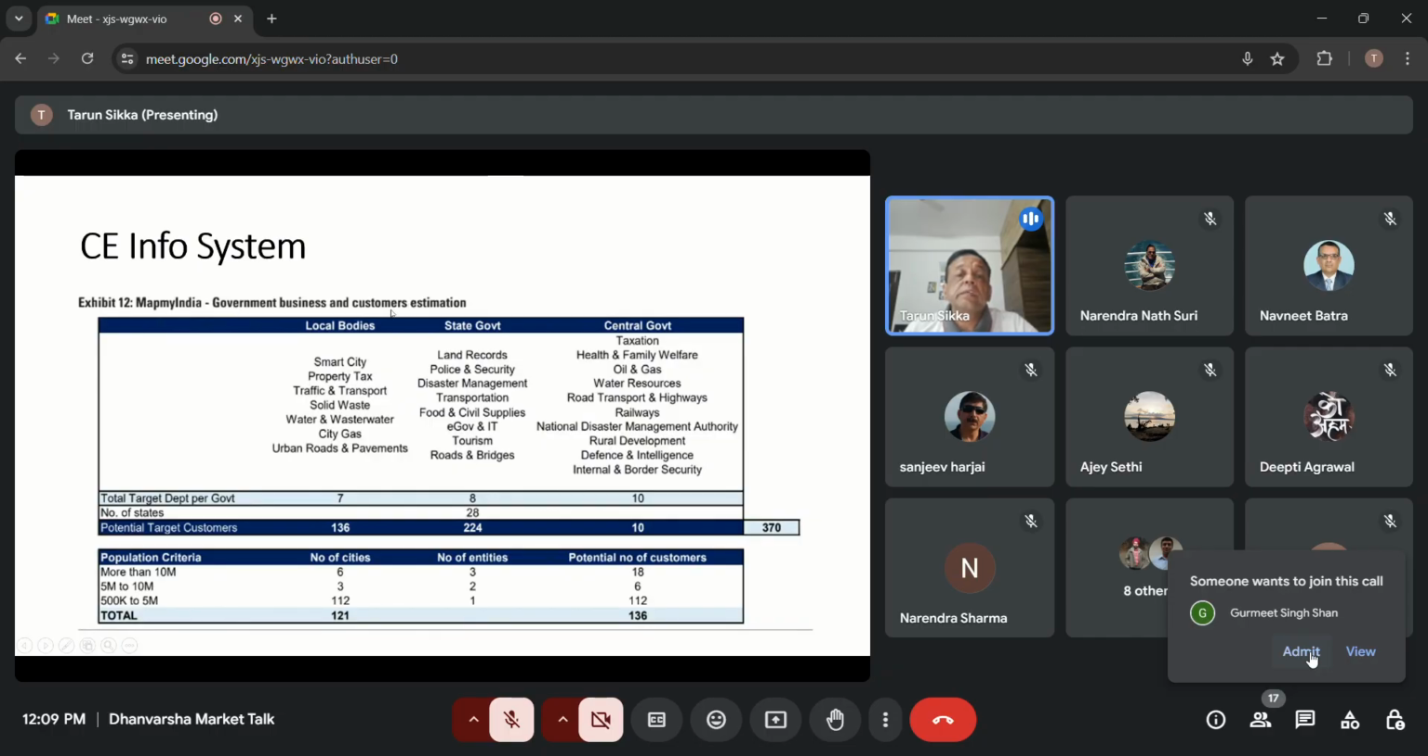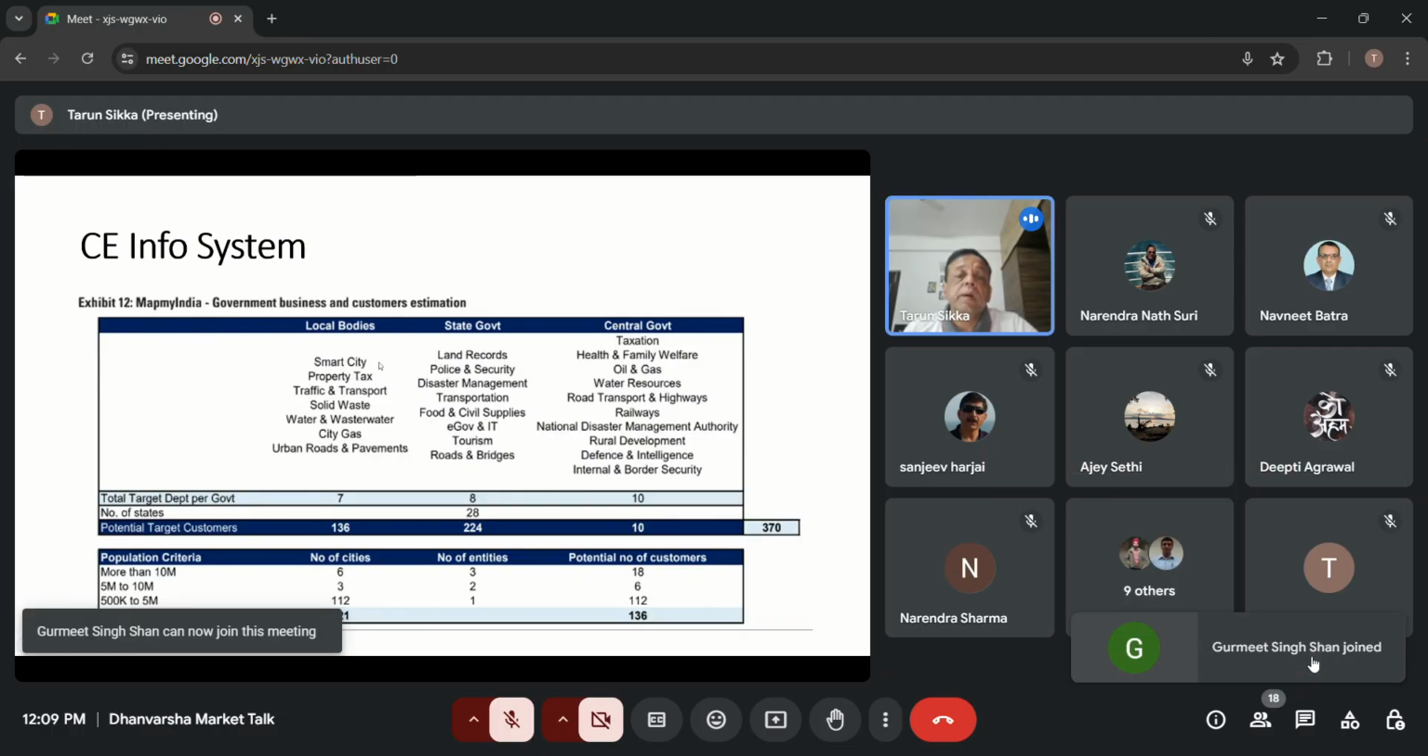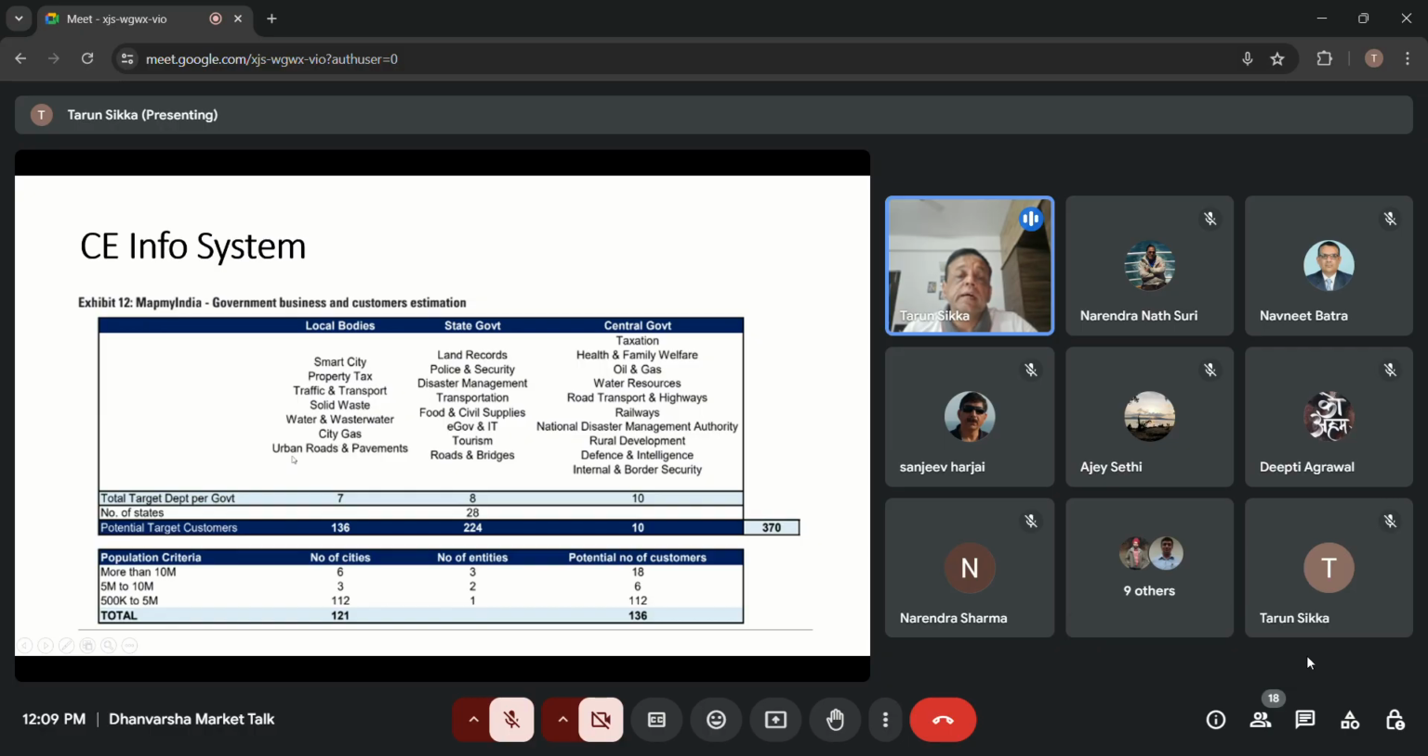Government business and customer estimation: local bodies, smart city, property tax, traffic and transport, solid waste, water and wastewater, city gas, urban roads and payments, state governments, central governments. So a number of fields, total government departments per government have been listed. Number of states, 28. Potential target customers around 370. So it is expected to go up. And as the population in the cities is increasing, the number of customers is also increasing.